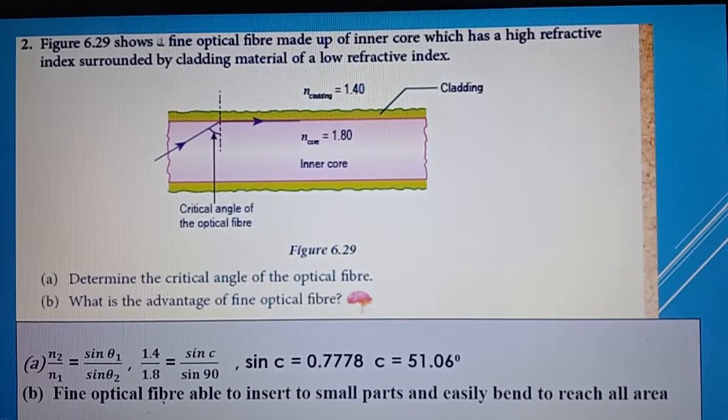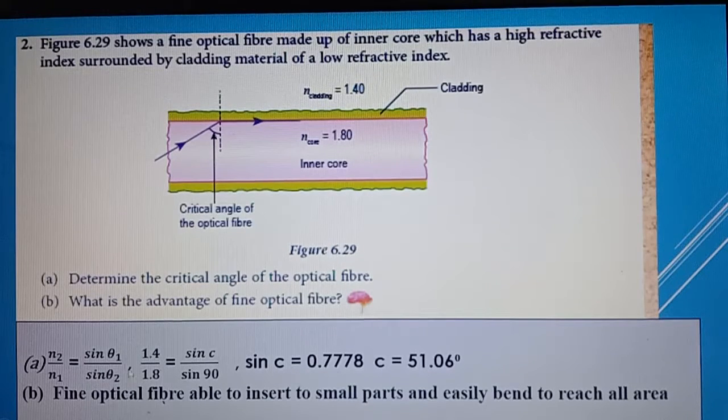Okay, number 2. Figure 6.29 shows a fine optical fiber made up of an inner core, which has a high refractive index, surrounded by cladding material of low refractive index. So inner core and outer core. Determine the critical angle of the optical fiber. What is the advantage of fine optical fiber?